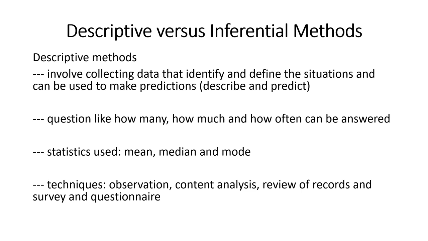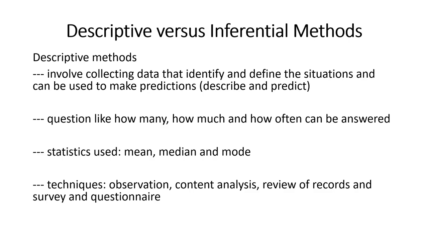The techniques that we use in descriptive methods include observation, where we observe a particular group of people performing in different situations; and content analysis, in which people's explanations are written first and then some themes are extracted. For example, you can ask people to describe their experience in the experimental group versus the control group. They will write a sentence, and from that sentence we pick up themes, and these themes are then later analyzed. We can do a review of records as in secondary data analysis, and we can also use surveys and questionnaires for doing descriptive research.